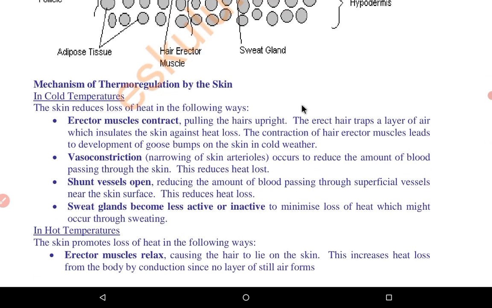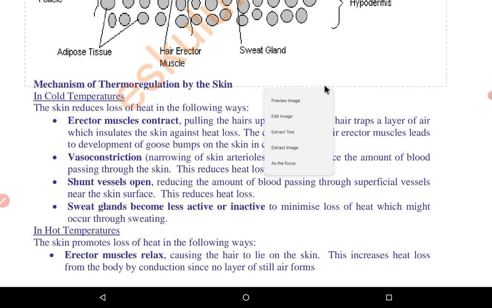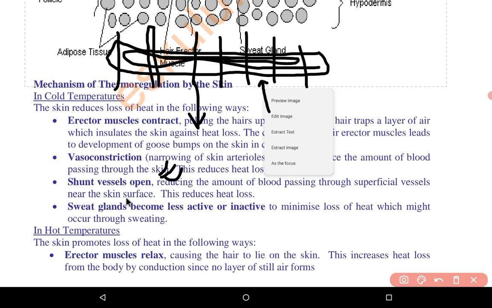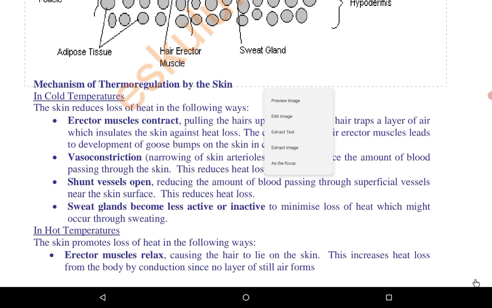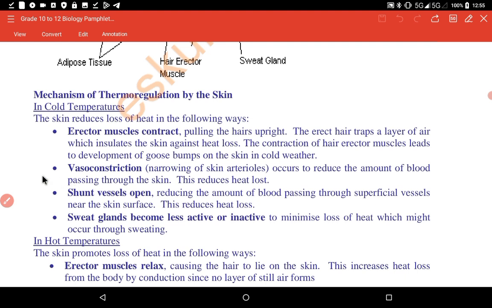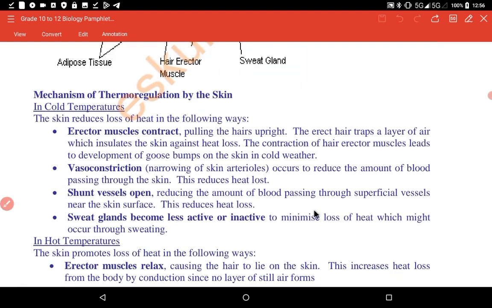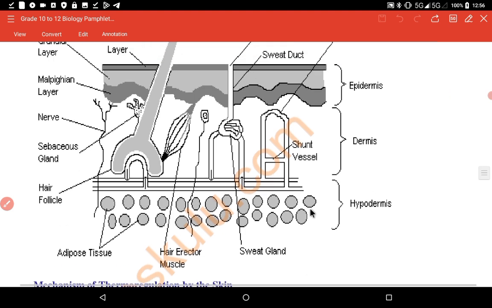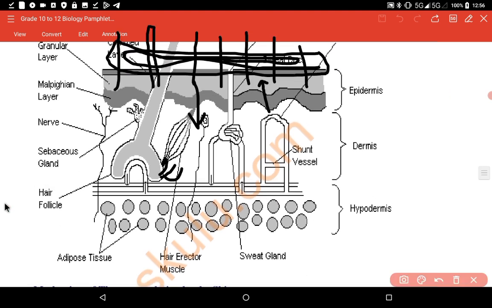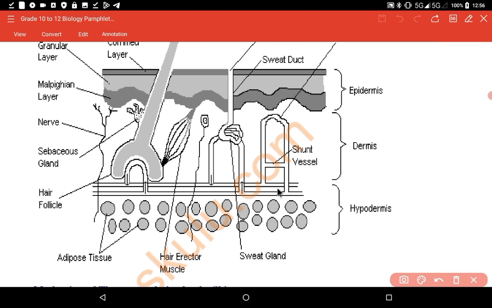Vasoconstriction. So the blood vessels now that carry blood. Okay, let's see what happens in this case. You have blood vessels that are carrying blood. The one we can talk about is this blood vessel here. Now remember, there is blood passing through this blood vessel, and blood is what is carrying heat, and then it comes like this.